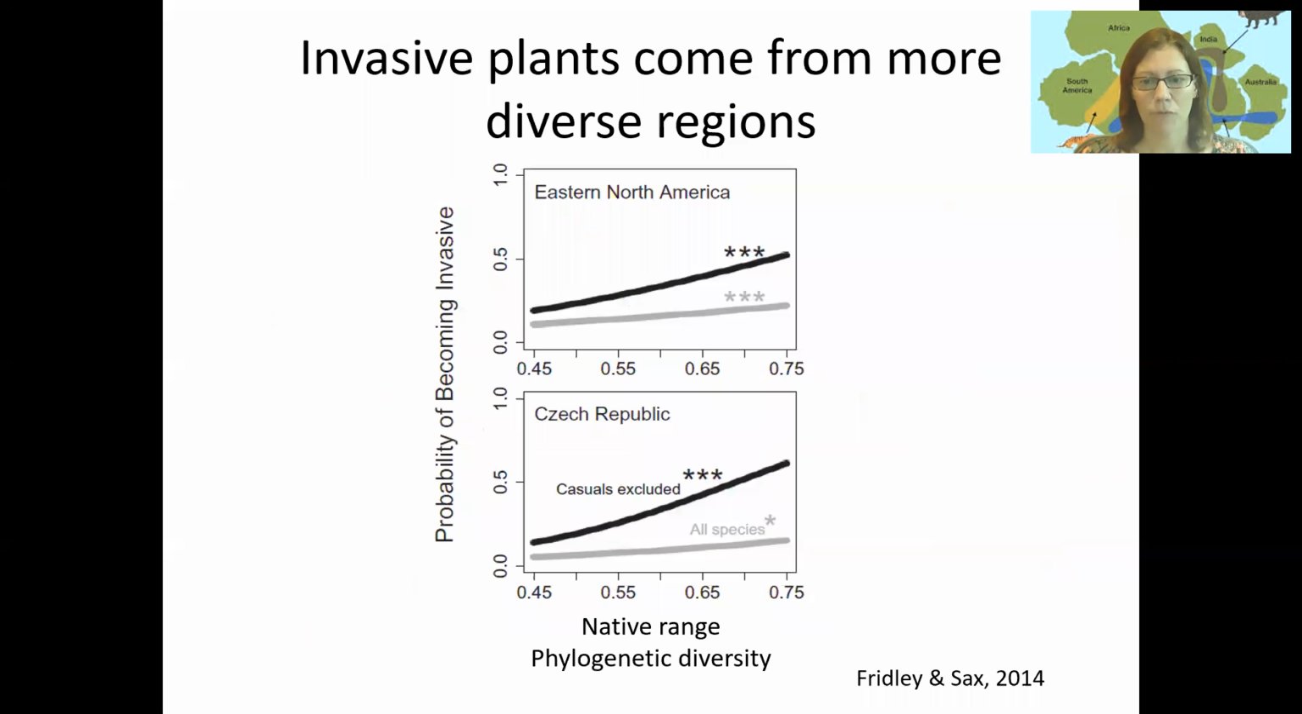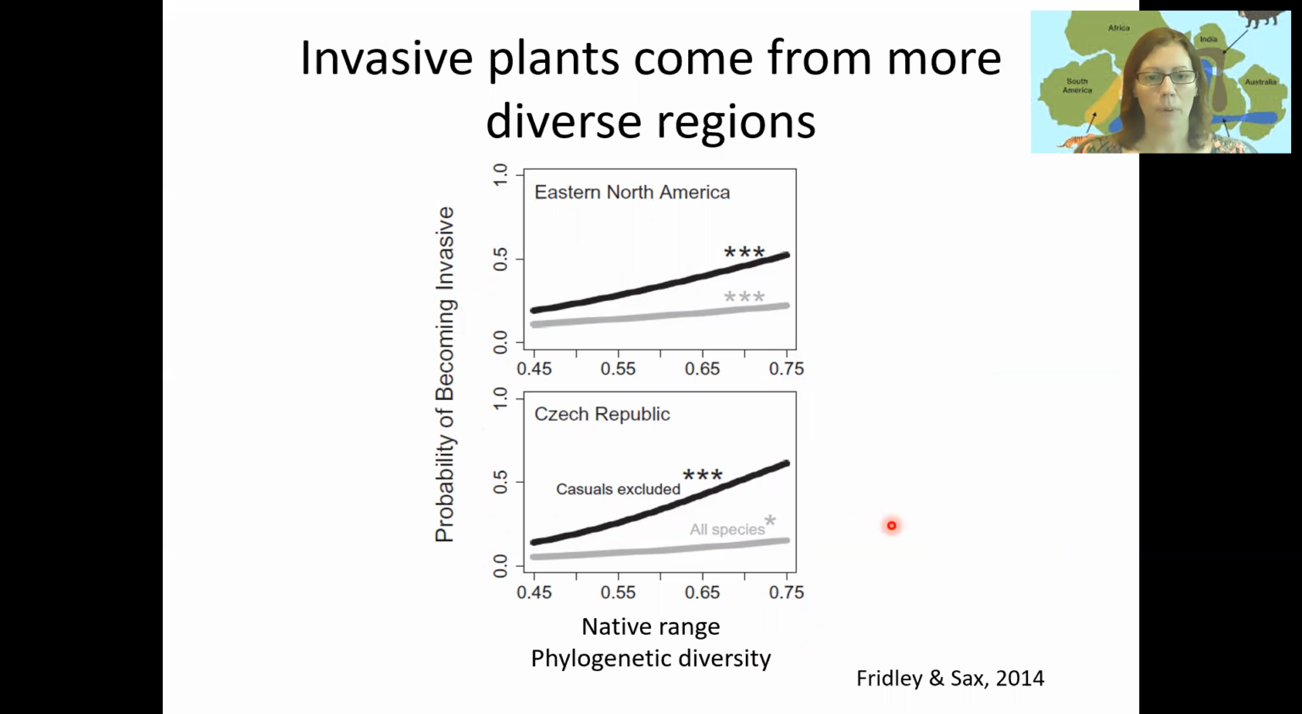And so they've just got a lot of diversity, a lot of history of that competition. So the idea in Fridley and Sachs is that if you have come from one of those areas where your native range has high phylogenetic diversity, lots of different species, lots of different competitors competing in different ways, then your probability should be higher of becoming invasive.